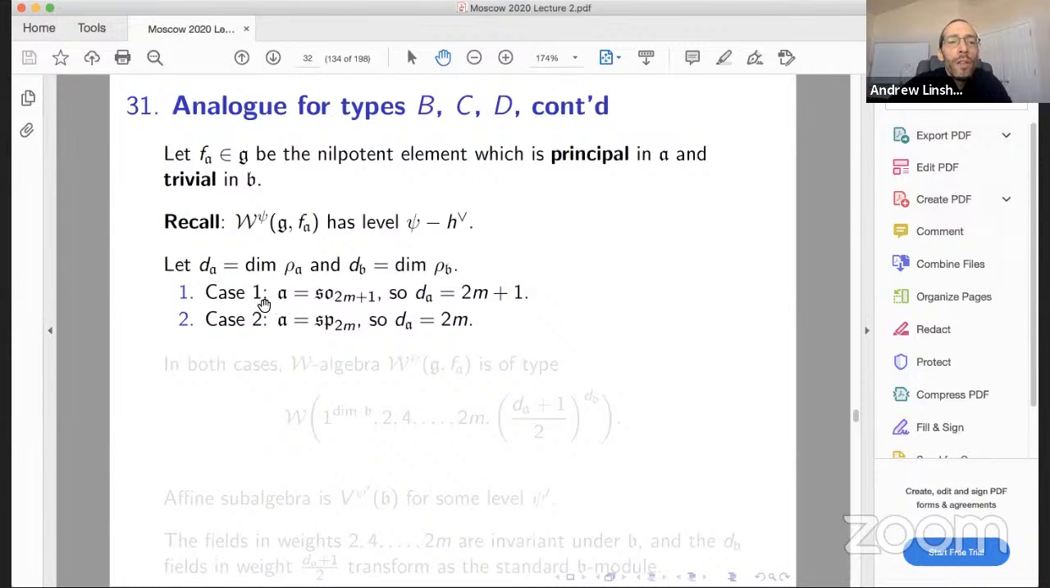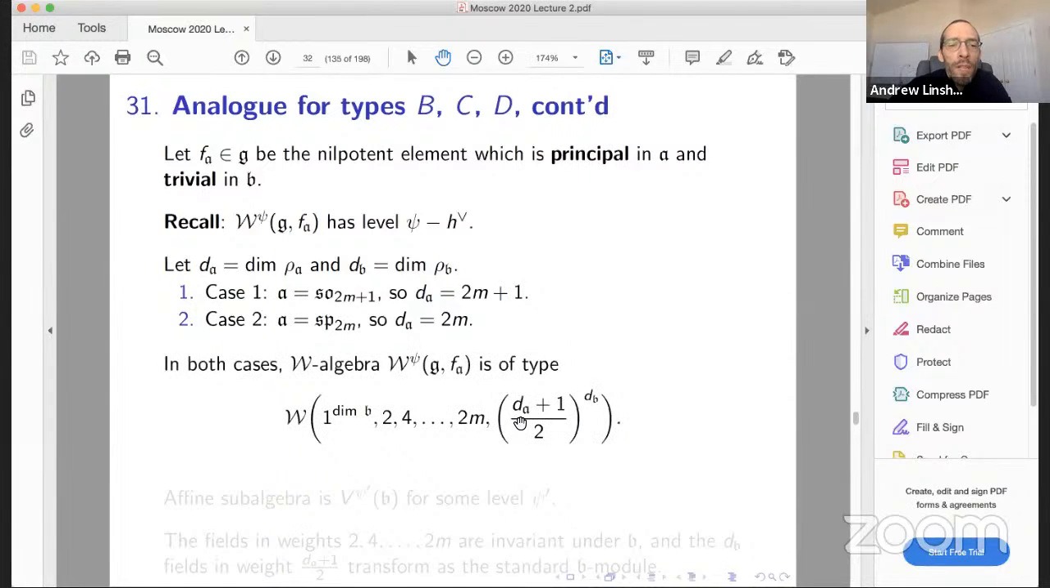So I'm going to break this into 2 cases. Case 1 will be where A is a type B algebra. So it's going to be SO(2m+1), say. Then the dimension of the standard representation is just 2m+1. In case 2, A will be symplectic, it'll be type C, and d_A is then 2n. In both cases, the W algebra has shape very similar to the case of type A hook-type W algebras.